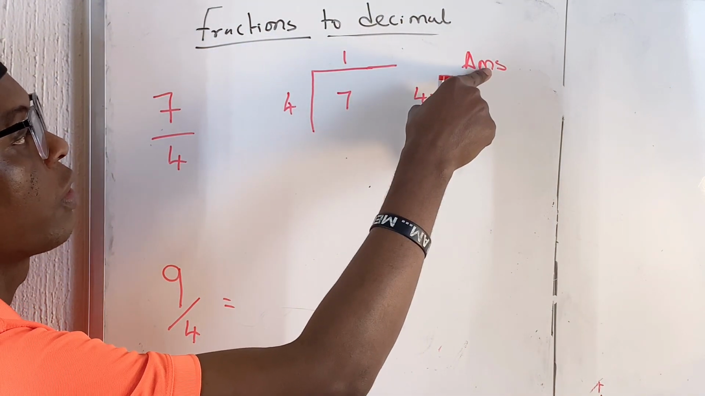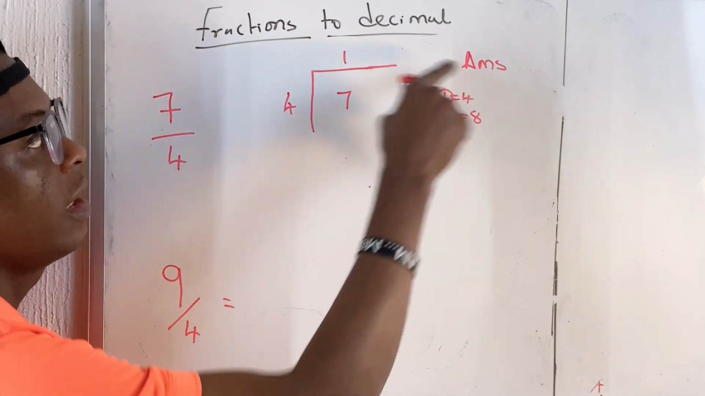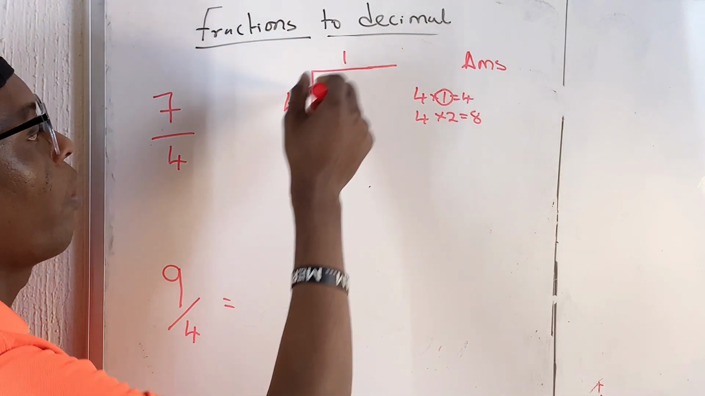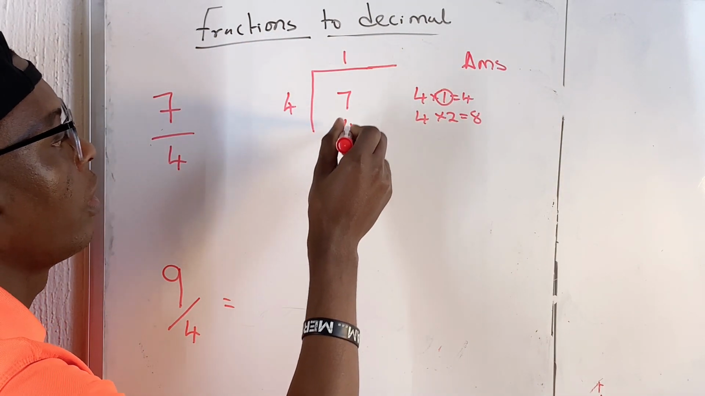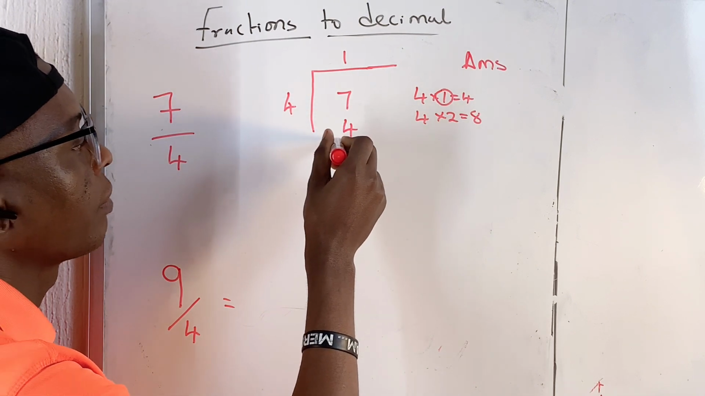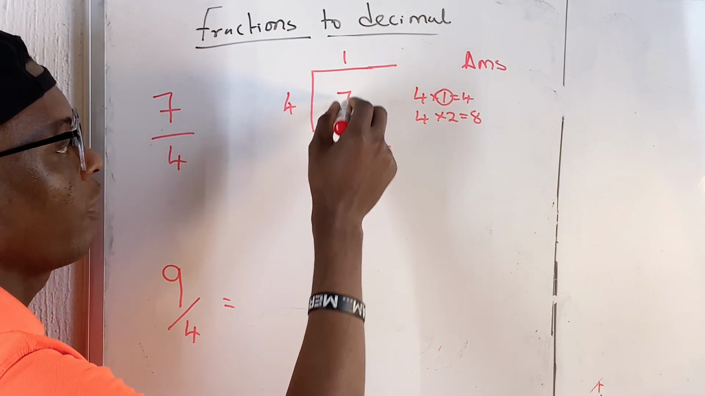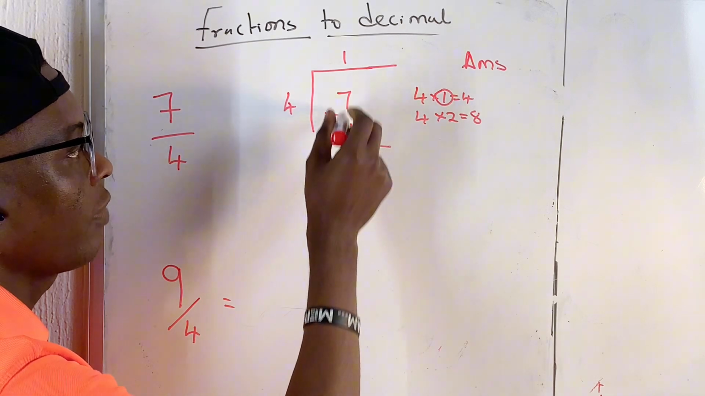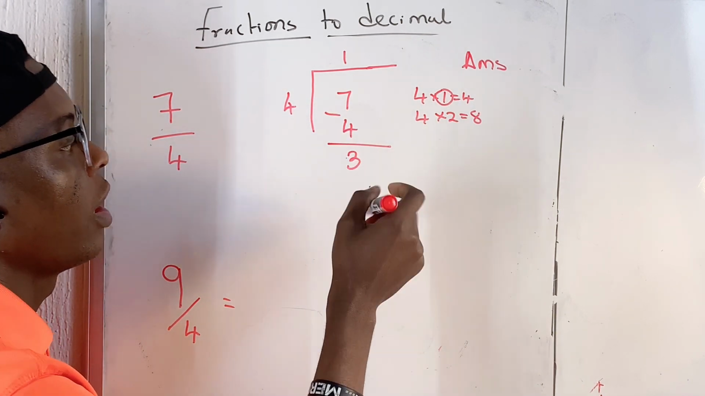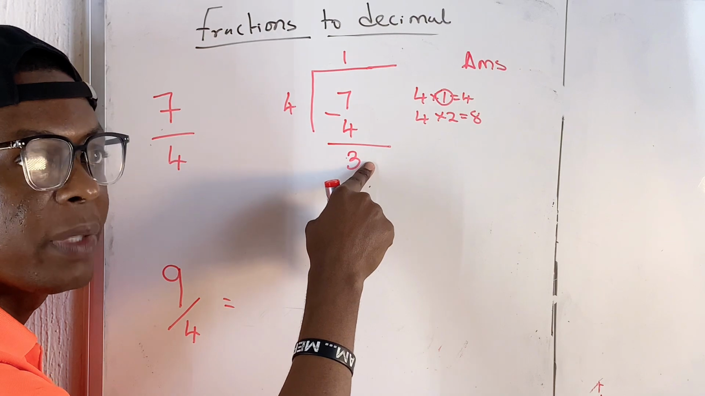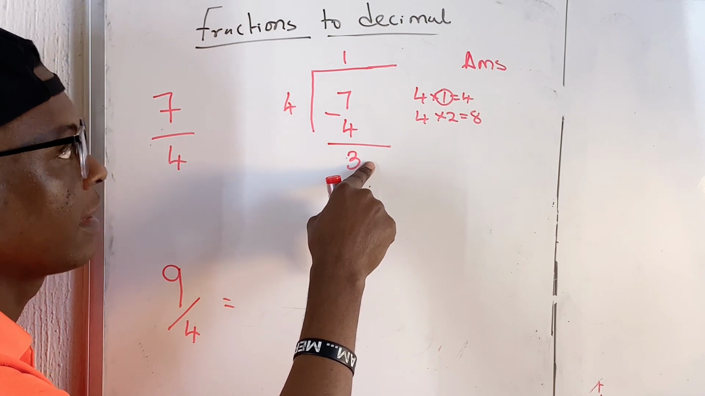The next thing now is to what? Multiply. We have divided, which is D. Now we want to multiply. 1 times 4 is 4. Now we take away, which is the subtraction. Guys, what is 7 take away 4? 7 take away 4 is 3. Remember, our aim is to make this place become a 0 in some cases.